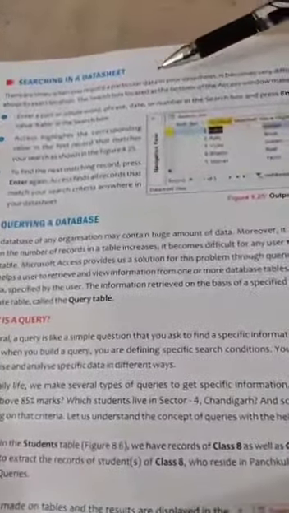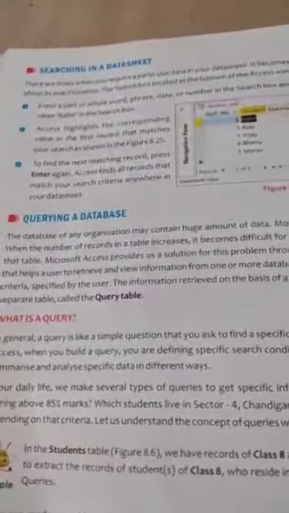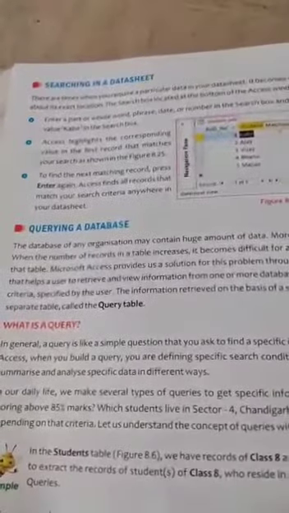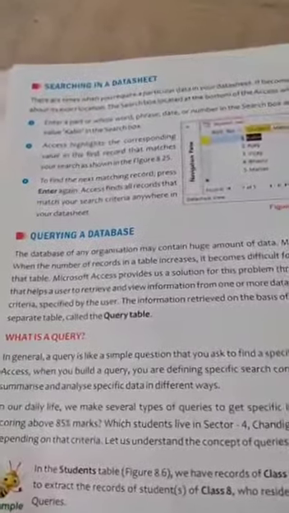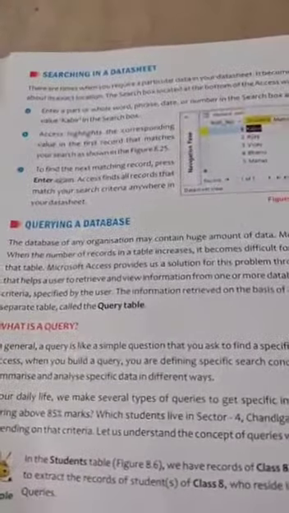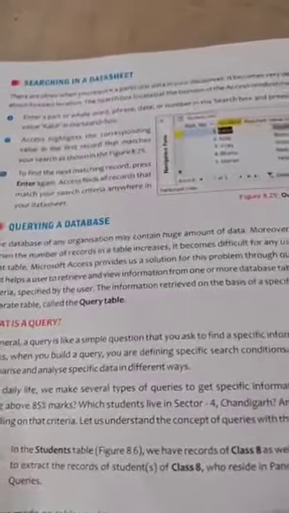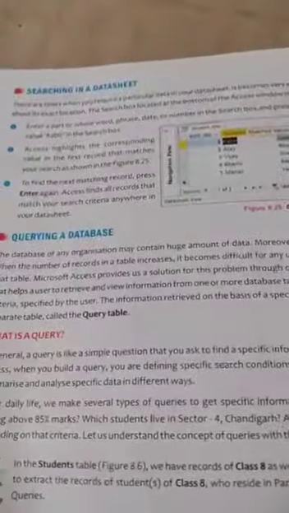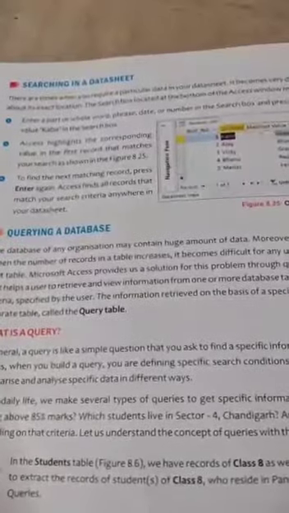Searching in a database. There are times when you require a particular data in your data sheet. It becomes very difficult when you are not sure about its exact location. The search box located at the bottom of the Access window makes it easy to search. So sometimes you want a particular data in your data sheet and it becomes very difficult to locate the data if you do not know its exact location. But Access provides you a search box that is located at the bottom of the Access window, using which you can easily search the records.